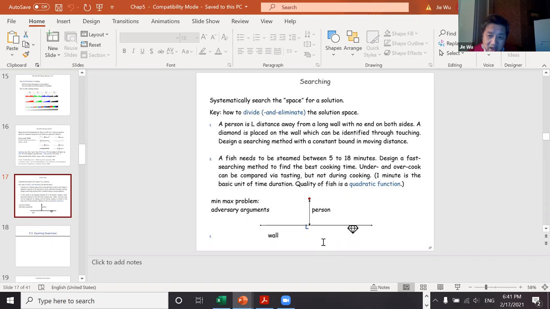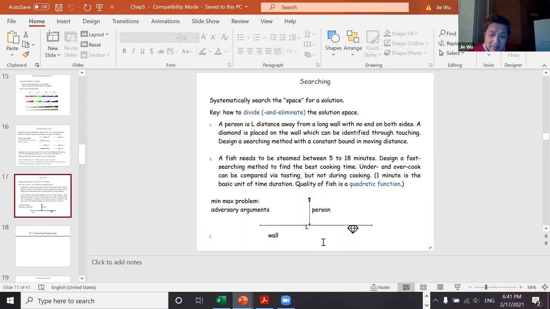And this is a typical problem called a min-max problem. What is min-max? Max means a worst case scenario, like this cooking. You don't know where's the best time. So the worst case scenario is called the maximum number of tries. But you want to minimize this value, so it's called min-max.